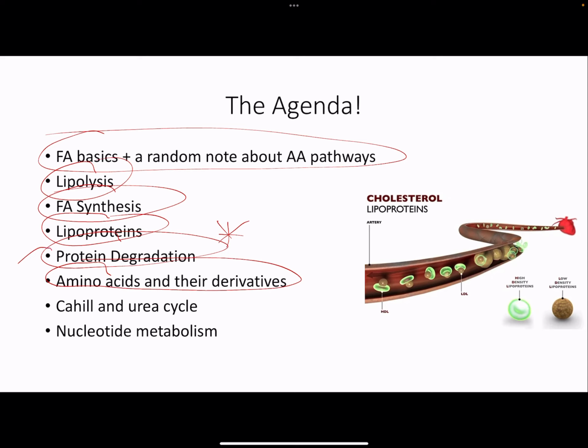So we talked about breaking down proteins. You break down proteins, you have to deaminate them. You take off the nitrogen. Okay, well, nitrogen is really toxic. How do we get rid of that? The Cahill cycle and the urea cycle, which are linked, are going to help us safely excrete nitrogen as urea. We'll talk about that. And then nucleotides, how do we make them? How do we break them down? And then what the heck is the salvage pathway? All right, let's get into it.